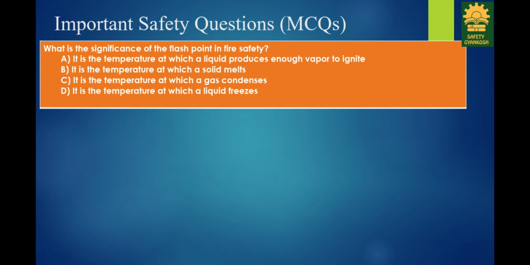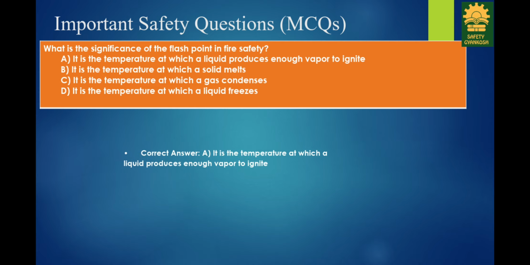What is the significance of the flash point in fire safety? A. It is the temperature at which a liquid produces enough vapor to ignite. B. It is the temperature at which a solid melts. C. It is the temperature at which a gas condenses. D. It is the temperature at which a liquid freezes.